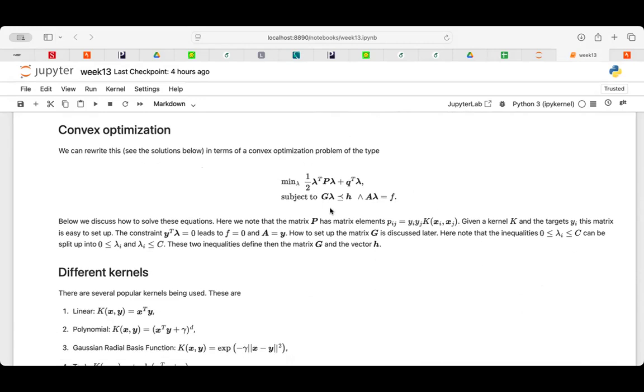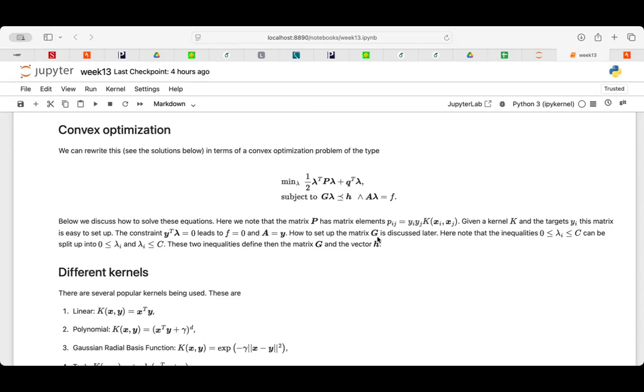So typically what we have, P is the matrix, which now has these matrix elements. And given a given kernel and these target values, y of i, this is the output, this matrix is pretty easy to set up. And then the constraint, y transpose times lambda equal to 0, that leads to this function f being equal to 0, which we have here. And this A is equal to y here. So that means that what you have set up here is that A times lambda is actually equal to y transpose times lambda.